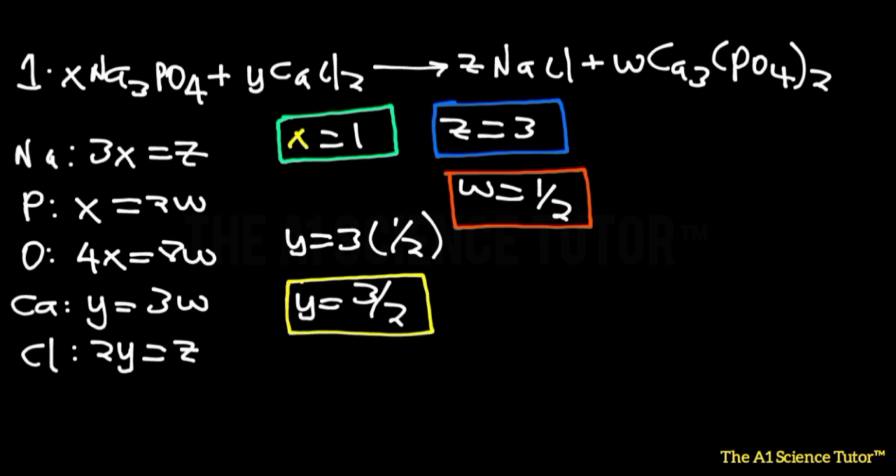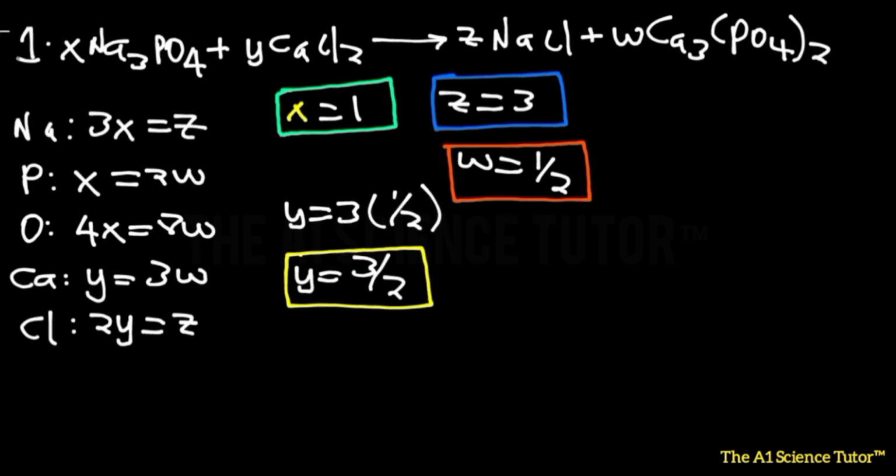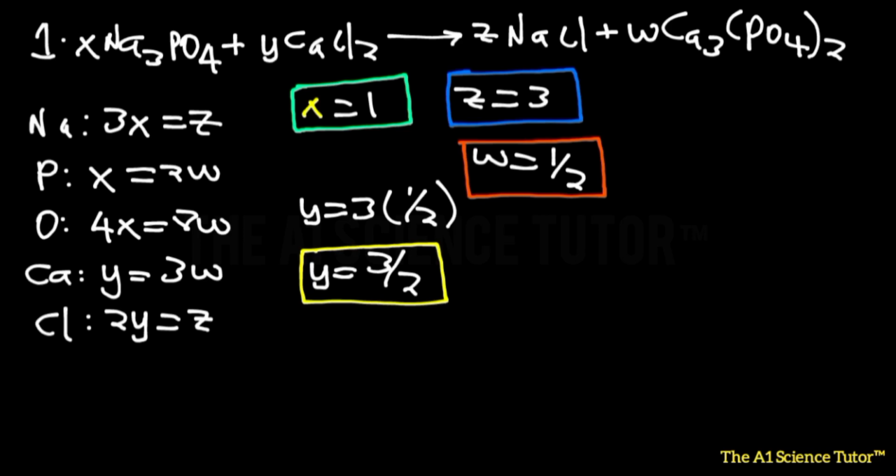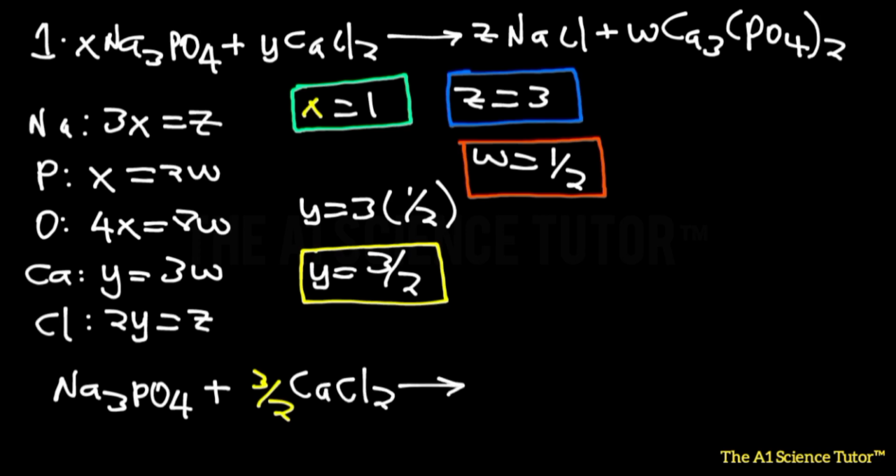So right now we found all those. Just need to plug in those values into the equation and see what that is going to give. So for x, we have 1, so I'm really not going to write anything there. That would just be Na3PO4. And for y, we have 3 divided by 2, so that will be 3 over 2 calcium chloride. And then we have Z. Z is equal to 3, so that will be 3 moles of sodium chloride.